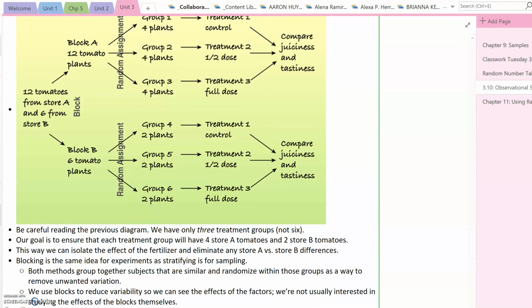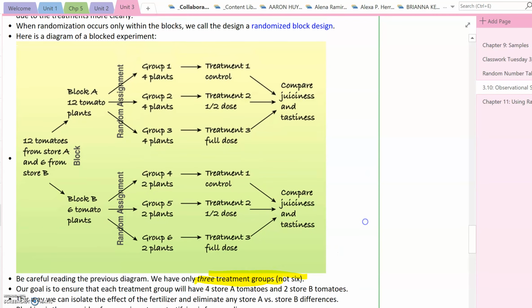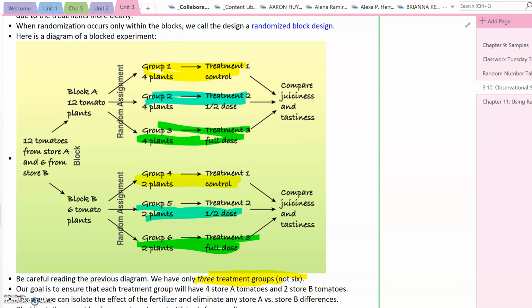So just to make you aware, that only has 3 treatment groups, not 6, because your treatment groups, my pen's not working, here we go. 3 treatment groups, not 6, because your treatment group 1 is these 4 plants and these 2 plants, group 2, these and these, group 3, these and these. All right. So your groups are going to have plants from both blocks in them, but blocking them based off the store that you bought them from is going to help you determine whether or not the store had any impact on the growth of the plant.